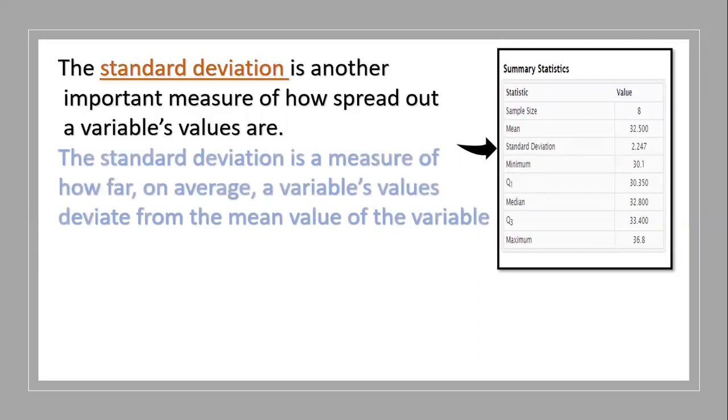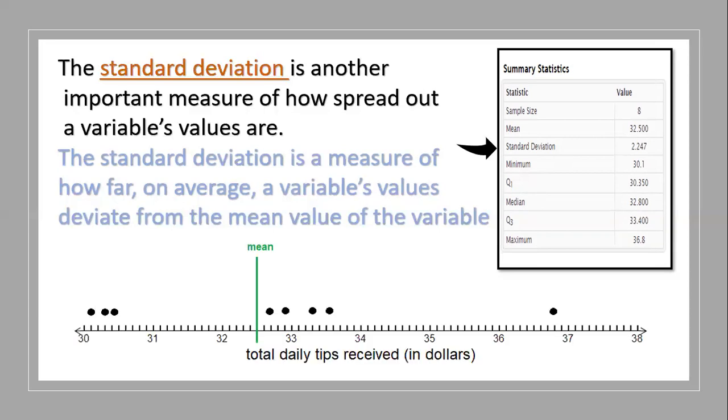The standard deviation is a measure of how far on average a variable's values tend to deviate from the mean value of the variable. Let's say that again. The standard deviation is a measure of how far on average a variable's values tend to deviate from the mean value of the variable. Let's take a closer look again at Beth's tip data set here.